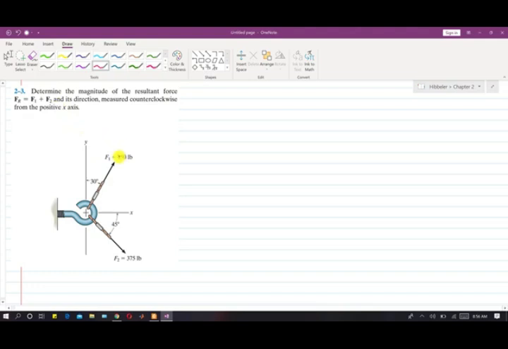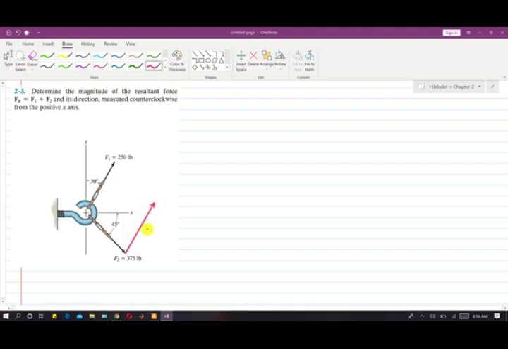So in this problem we are given F1, which is making 30 degrees with the positive y-axis, and F2, which is making 45 degrees with the positive x-axis. If we apply the parallelogram law of addition, we will have to draw that parallelogram. In order to draw it, I will move this force F1 until the head of the second force, so I will place F1 on the head of F2.